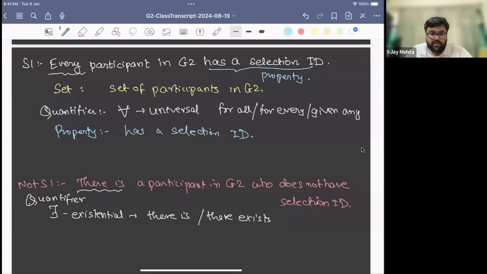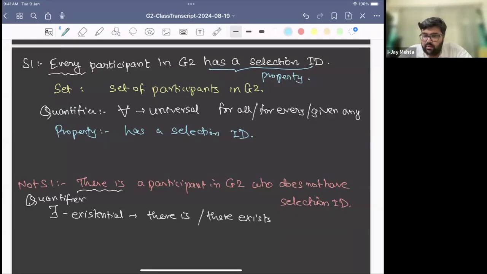So in this statement, there is a set involved. Three things are there. There is a quantifier: either we are speaking about all the elements in the set, or about some elements in the set. And then there is a property: what property do those elements in the set satisfy? What is the property in not S1?